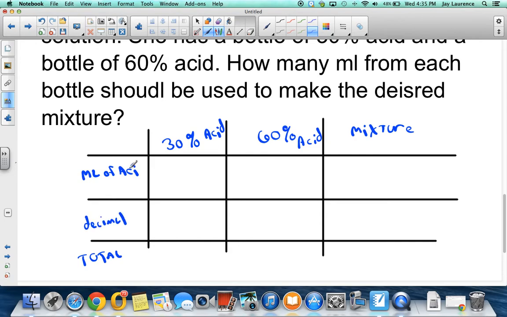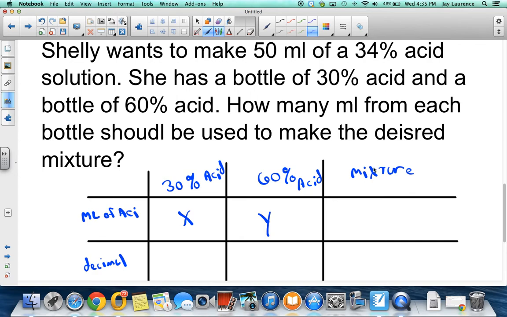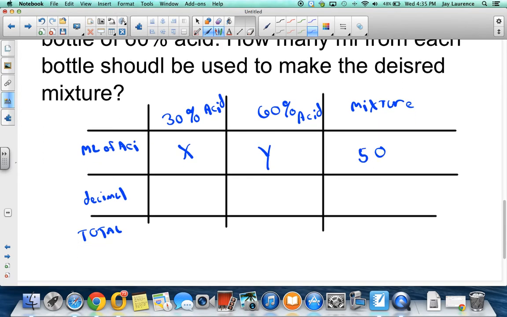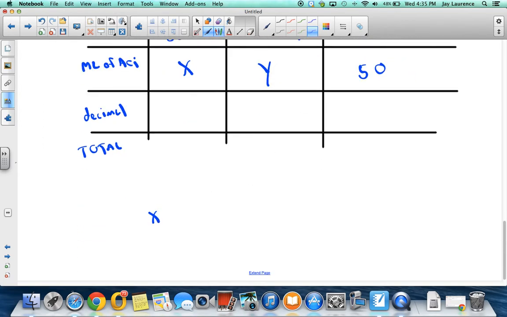Okay, so how many milliliters of the 30% acid solution do we need? I don't know. How many milliliters of the 60% acid do we need? I don't know. How many total milliliters do I need? Well, I need 50 milliliters. There's my first equation right there. So x plus y is going to equal 50.